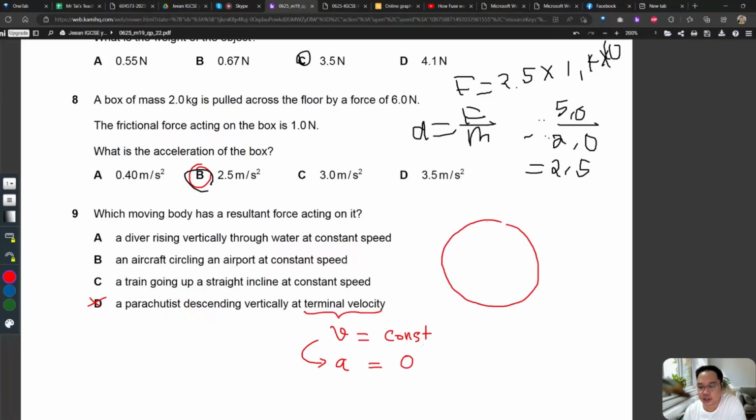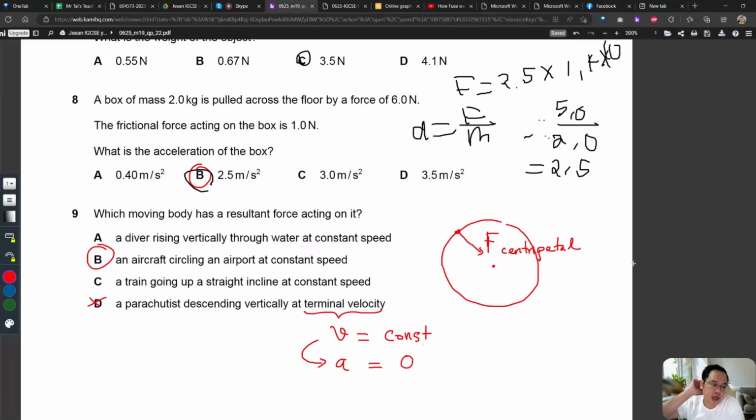And when moving in a circle like this, the resultant force acting on the airplane is pointing toward the center, and that's called the centripetal force. Centripetal force. Okay, the answer is B.